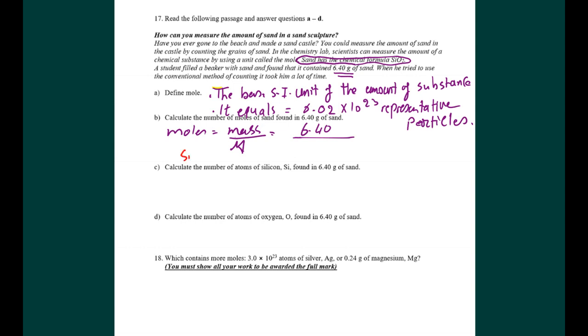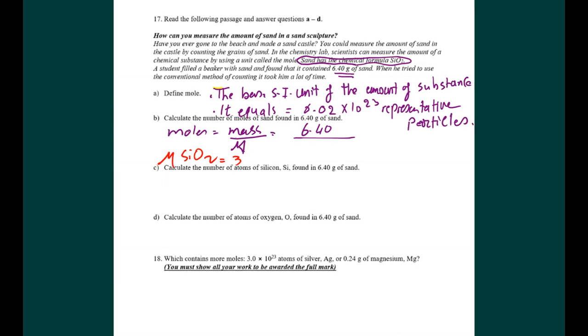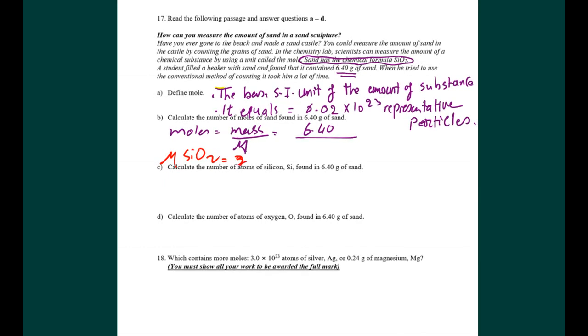SiO2. So silicon equal 28, plus 16 plus 16, we have 2 oxygen, so the total will be 60 gram per mole. So you'll divide 6.40 over 58 to calculate the number of moles. So the answer is 0.11 moles.